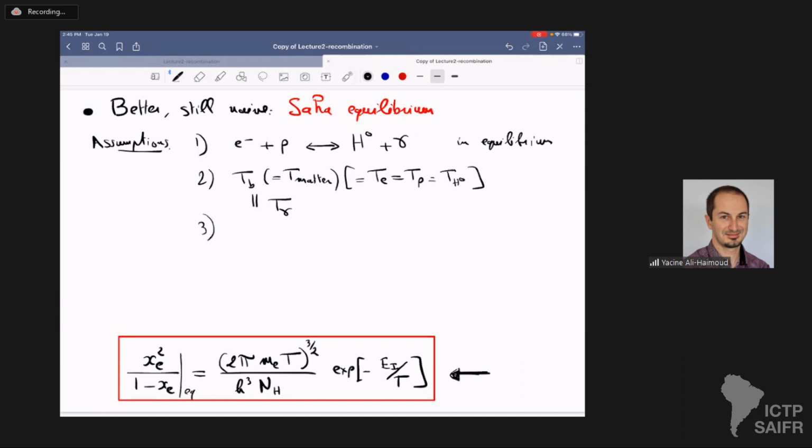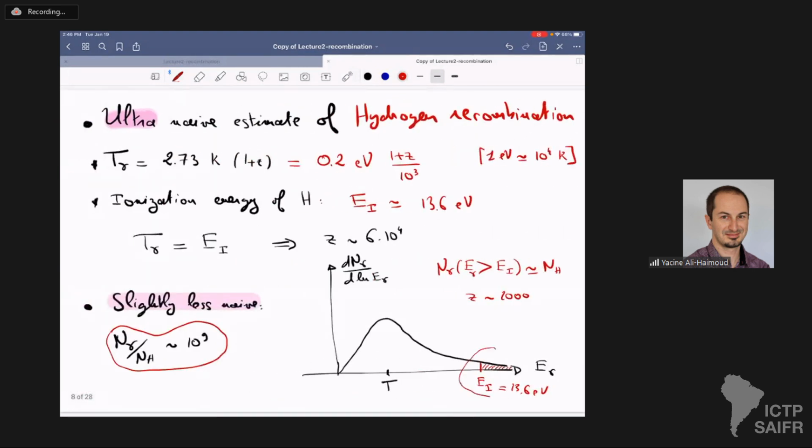The third equilibrium assumption is that photons, i.e. the CMB, are a perfect black body at all energies. So what we measure observationally is the cosmic microwave background around the peak of the black body spectrum. Okay, we don't measure it in particular very far in the tail where the ionizing photons live. Okay, this is really, really far.